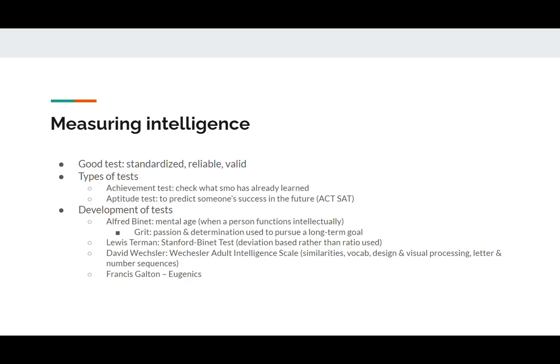And finally, we have Francis Galton. He didn't come out with an intelligence test, but he wondered if there was a way we could test intelligence and then match people with higher IQs together. He was part of the movement to encourage only people with high IQs to reproduce, and this is also known as eugenics, which is something that's kind of unethical.